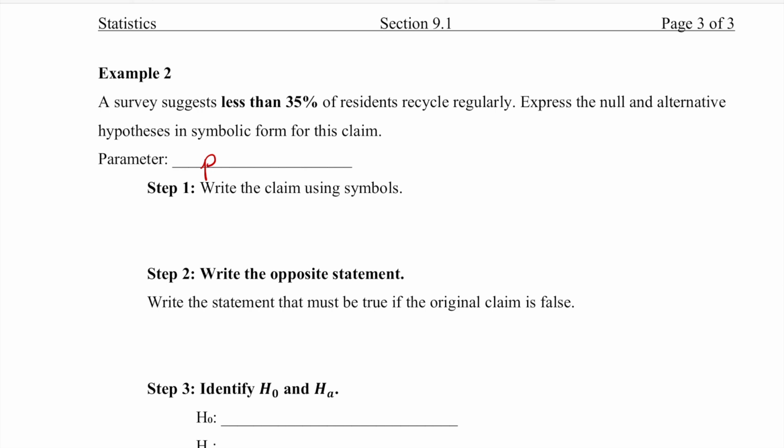Step 1. Write the claim using symbols. The phrase less than 35% means p is less than 0.35. Step 2. Write the opposite statement. The opposite statement of p is less than 0.35 is p is greater than or equal to 0.35.